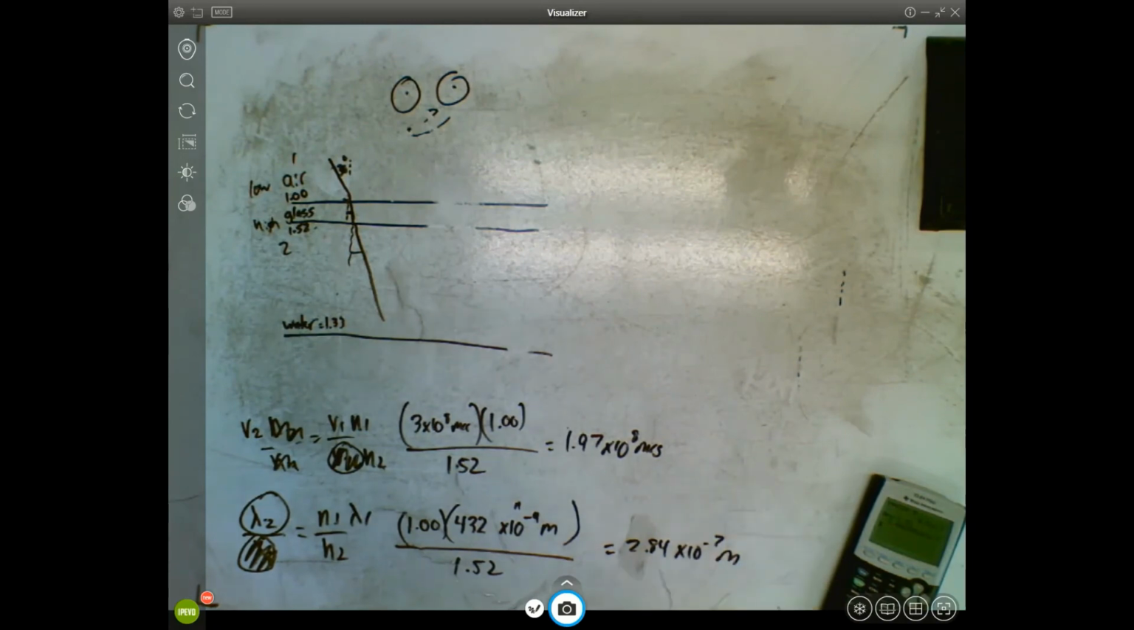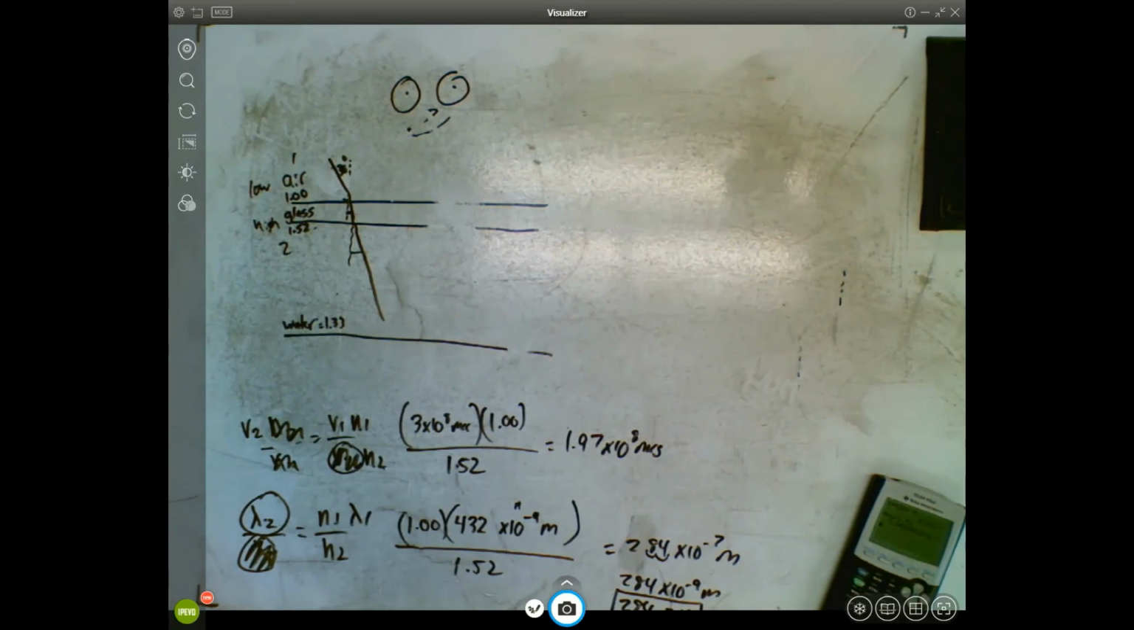So that's our wavelength in the glass. So our wavelength changes. What we should get used to is we usually list things in nanometers. So instead of writing it like this, 2.84 times 10 to the negative 7, if you move the decimal place over two spots, it becomes 284 times 10 to the negative 9 meters. And we said negative 9 is nanometers. So more than likely, we would answer this as 284 nanometers.